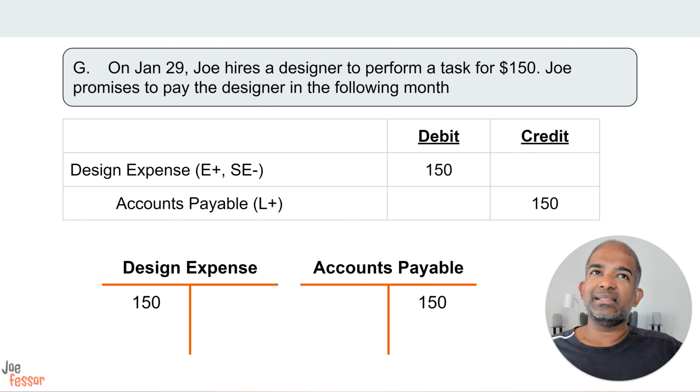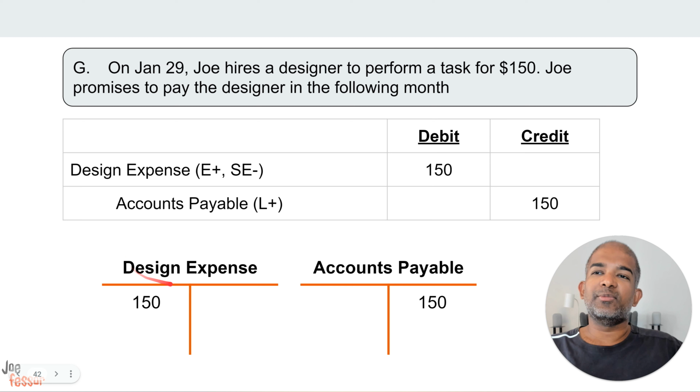Again, going back to the guidelines I specified earlier, try to think of whether this could be a revenue or an expense. You're hiring a designer to perform a task for you. So obviously it's an expense because they are providing you with a service. So that expense, let's call it design expense, is going to be debited by $150. Because you're not paying cash, you're promising to pay them later, you have an accounts payable, which is a liability. Because you owe the designer and you will pay them in the future, that account would be credited by $150.